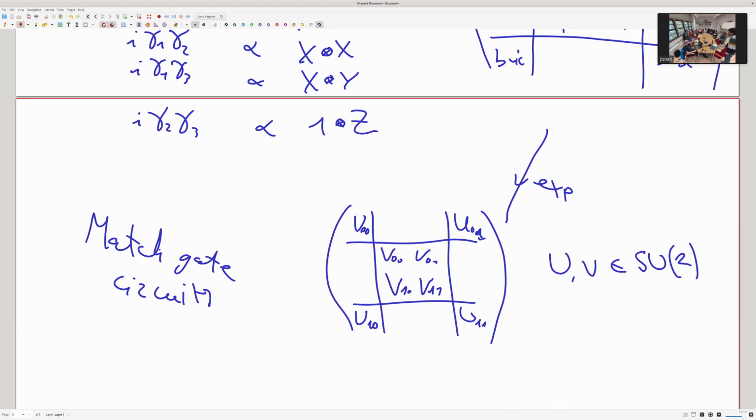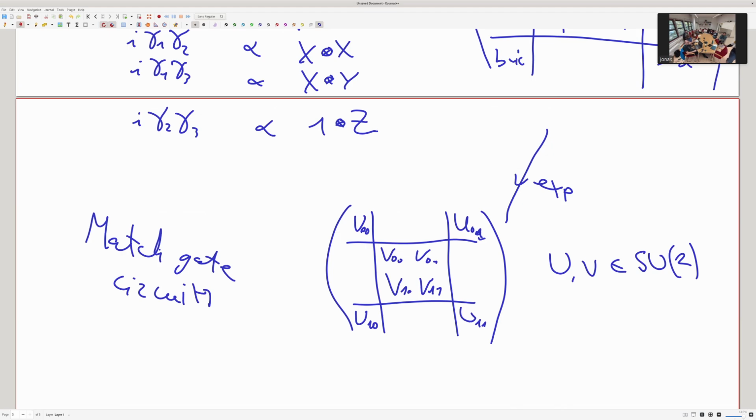Vice versa, a match gate circuit contains in its definition that you have 2-qubit gates like this acting on nearest neighbor qubits. So that's the definition of match gate. The nearest neighbor requirement is built into the definition. And this shows the equivalence.